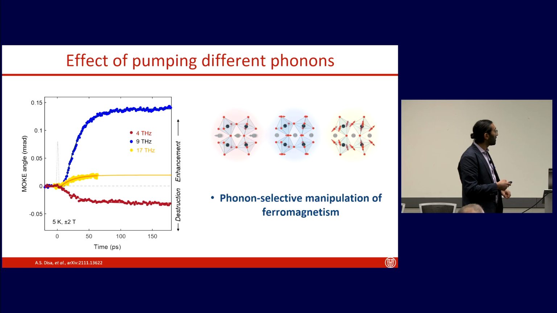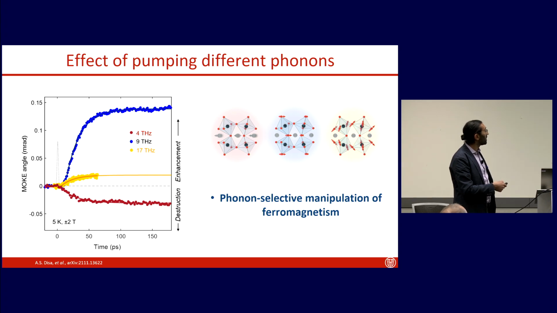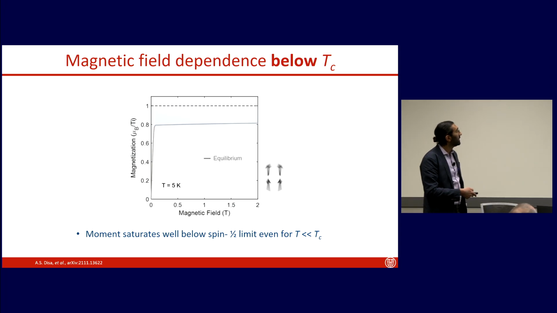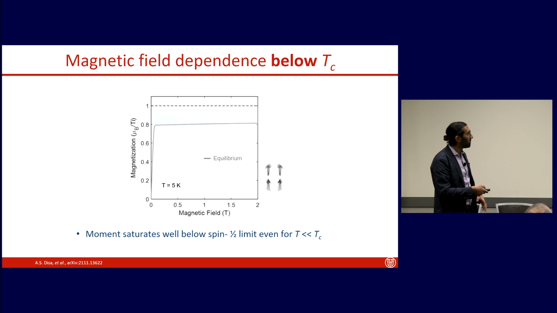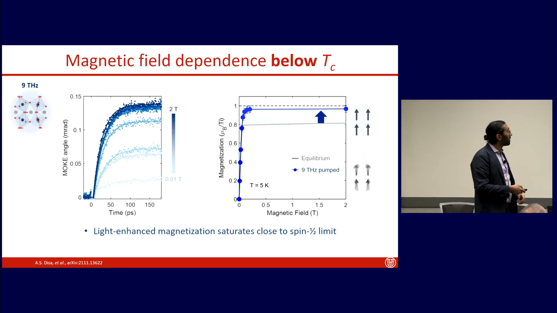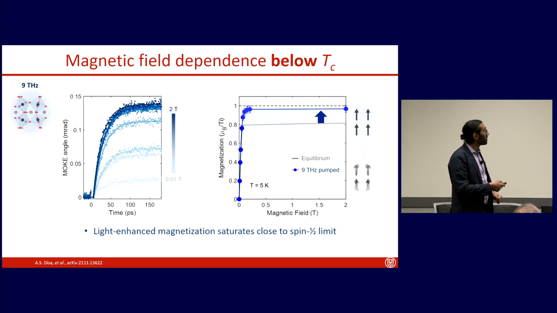But now we can explore in more detail what this non-equilibrium magnetic state is doing. What I'll focus on is the 9 terahertz pump, which has the largest effect. I'll show you first what happens below Tc. Here's the equilibrium magnetization curve, as I showed you before, which doesn't saturate all the way up to 1. And when I pump the system, here I'm just showing you the raw traces.